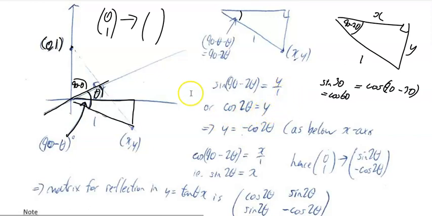And also look at the position where the y is. The y value is beneath the x-axis, so you have to actually put it as minus cos 2 theta. Similar idea, you've got your cos of 90 minus 2 theta is equal to x over 1. Therefore, sine of 2 theta is equal to x. So therefore, your x value is sine 2 theta. Your y value is minus cos 2 theta. So putting those two column vectors together, you'll have the matrix for reflecting in y equals tan theta x: cos 2 theta, sine 2 theta, sine 2 theta, minus cos 2 theta.